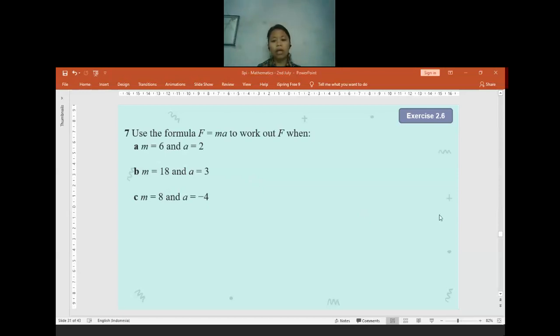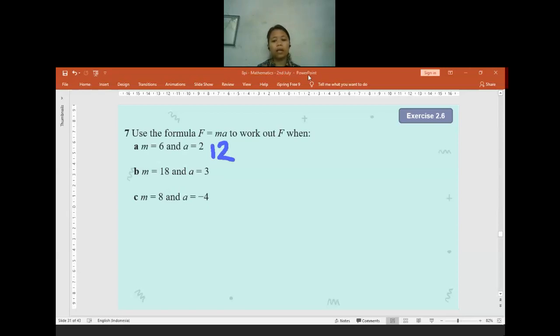Yeah, sorry, F is equal to MA. MA means M times A. So the M is 6, the A is 2. So yes, the answer is 12. Is there anyone who is confused or still does not understand how to find the answer? Feel free to ask if you have any difficulties.